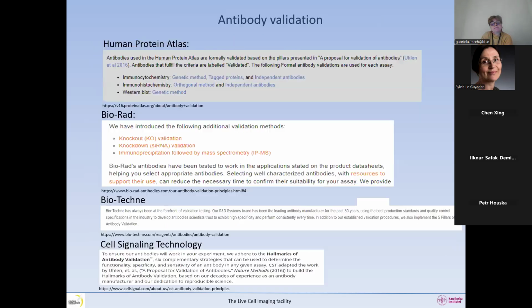for a specific application and antibody. And most of the antibody manufacturers, here I only highlight a few of them, are very clearly stating how they validate their antibody. So it's quite important that you pay attention and you look for validation data in the data sheet.